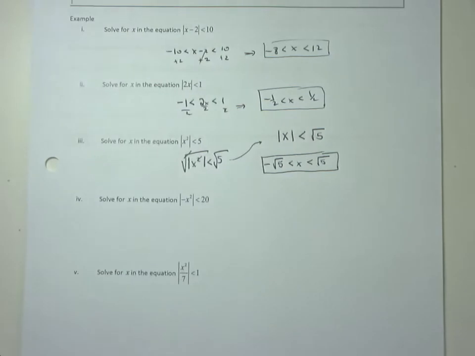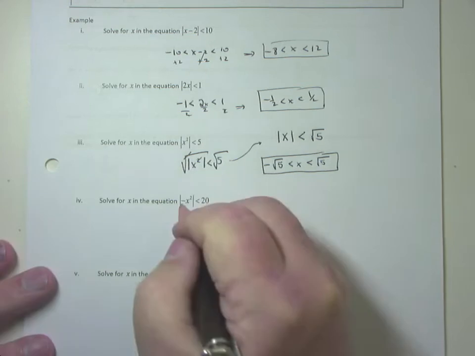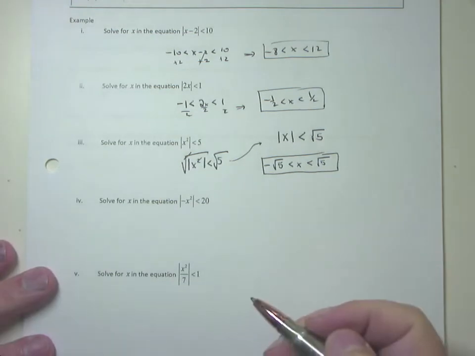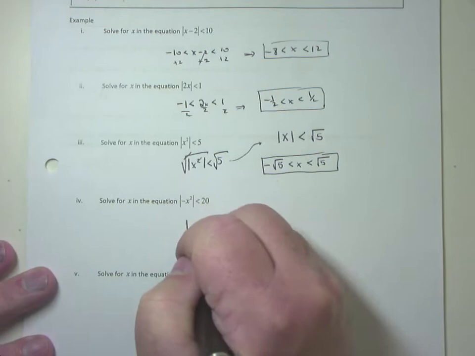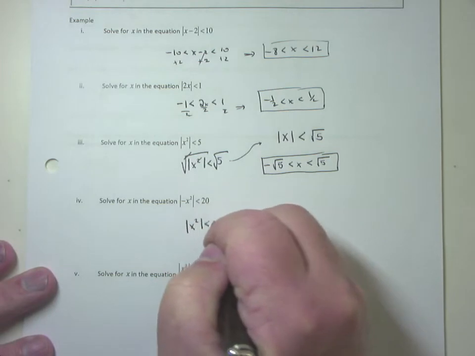So, how are they going to mess you up with some of them? The absolute value of negative x squared is less than 20. Well, it's an absolute value inside of a negative inside of an absolute value. What does an absolute value do to a negative? Cancels it out. So you can drop the negative inside of an absolute value because the absolute value kills it. So this is the absolute value of x squared is less than 20.